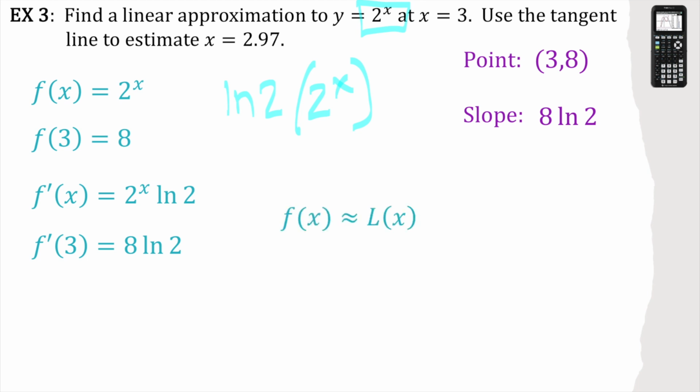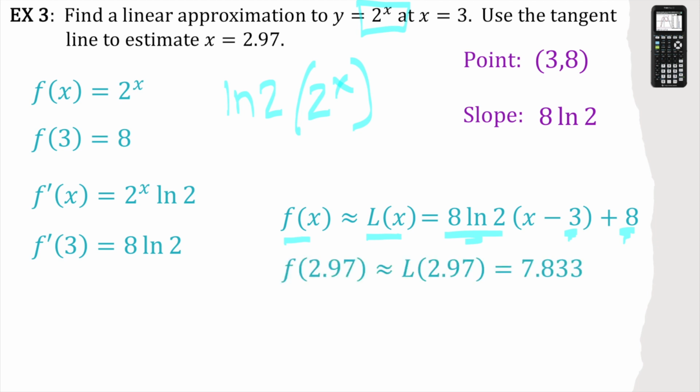Now we're approximating our function using our line. Here we have our slope, 8 ln 2, and our point, (3, 8). So to approximate 2.97, we just plug it in.